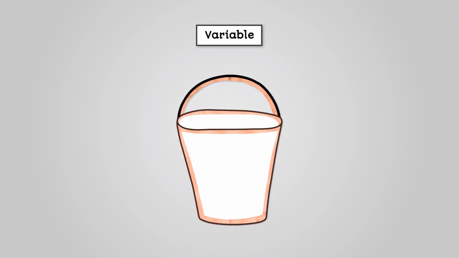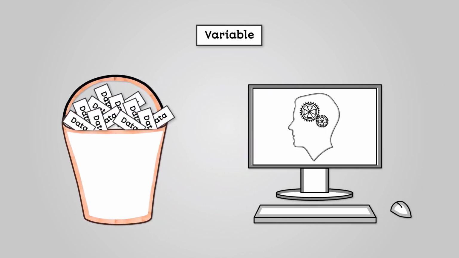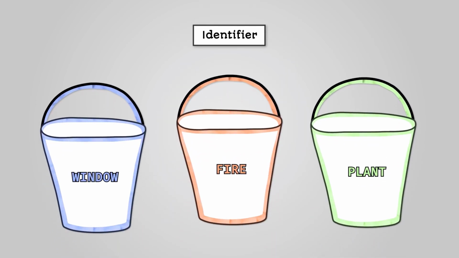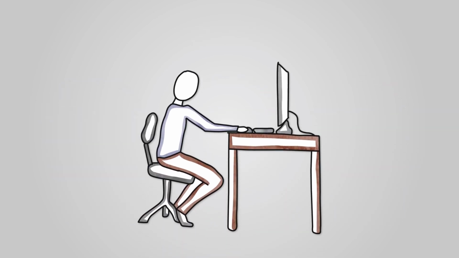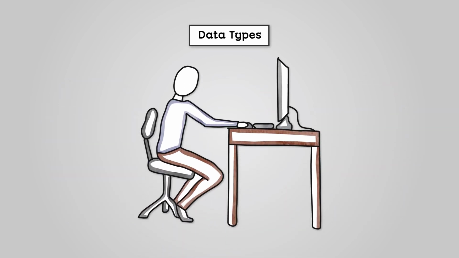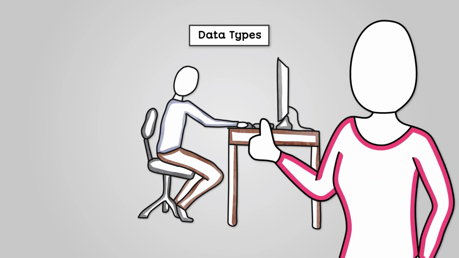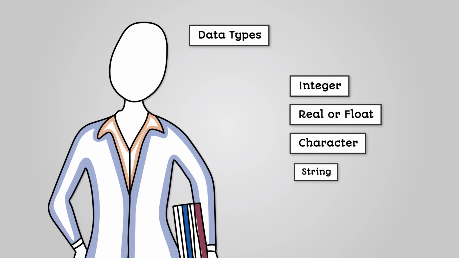So, variables can be thought of as buckets to hold data. Variables are areas of memory created to store data. The process of creating a variable is called declaring. A variable has an identifier, which is a unique name to identify the variable. In some programming languages, you need to specify the data type of your variable. Python will do all of this for you. Data can be identified by its data type, in other words, the category of data it belongs to. Common data types include integers, floats, characters, strings, and booleans.